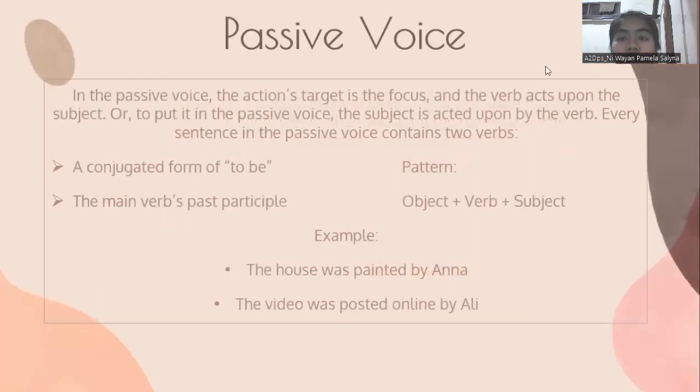And for the passive voice, the action's target is the focus, and the verb acts upon the subject. To put it in the passive voice, the subject is acted upon by the verb. Every sentence in the passive voice contains two verbs: the first is a conjugated form of to be, and the second is the main verb in past participle. The pattern is object plus verb plus subject.